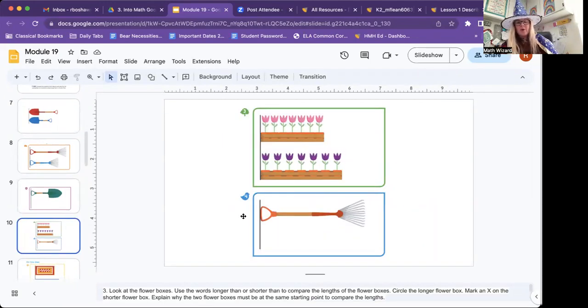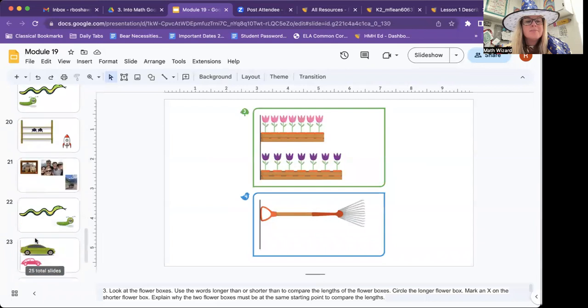All right, here we go. Oh, planting flowers. Look at the flower boxes. Use the words longer or shorter to compare the lengths of the flower boxes. Circle the longer flower box. Mark an X on the shorter flower box. Explain why the two flower boxes must be at the same starting point to compare lengths. Remember, we talked about that a little bit.